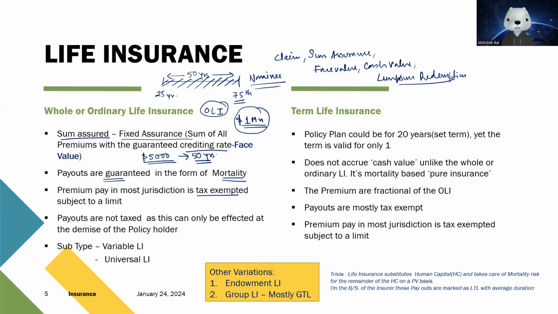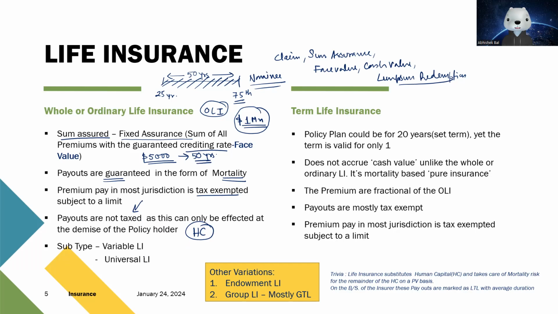That means the premium that is being paid will be deducted from the income, and thus the tax liability will come down. So payment in most jurisdictions is tax exempted. Even the payouts are not taxed, because the payouts are given on death, as part of compensation, which we talked about. Compensation to what? Compensation to the human capital. This compensation is being given to the kith and kin of the policyholder. Hence, no tax is levied on the beneficiaries.